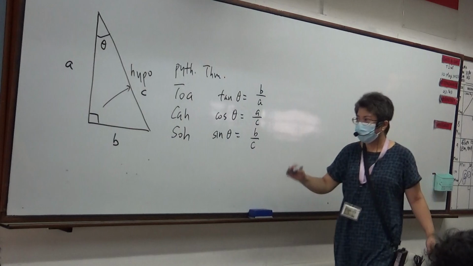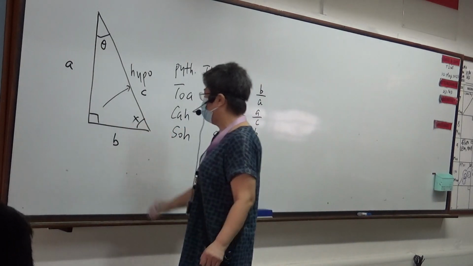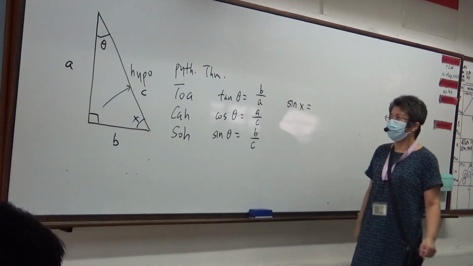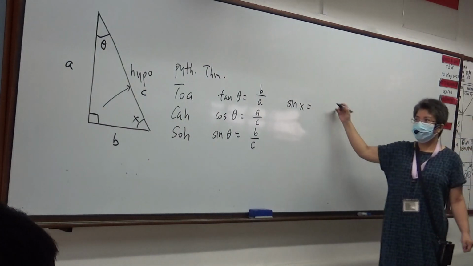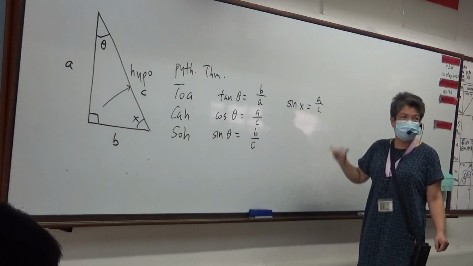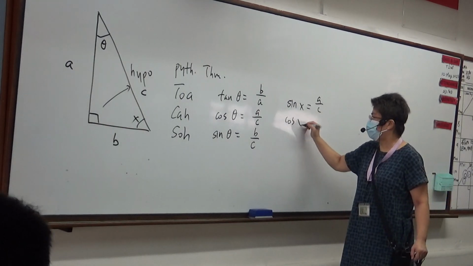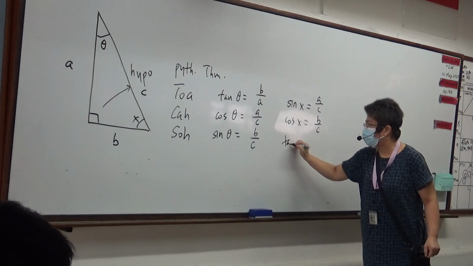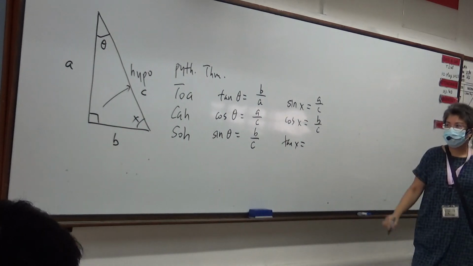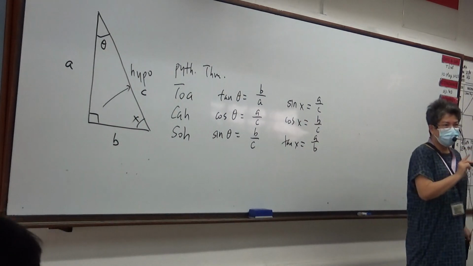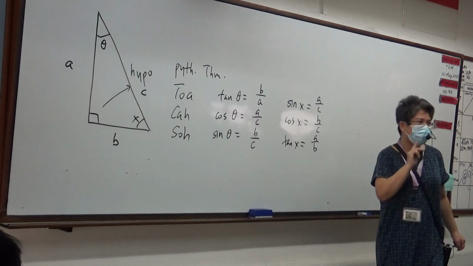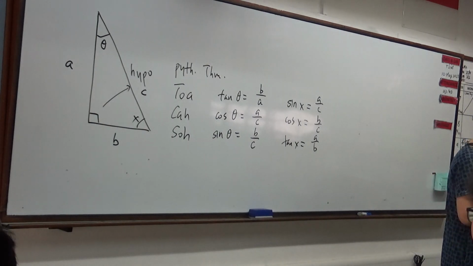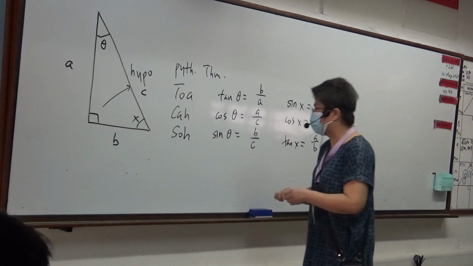Now, if I don't call this theta, I call this one x, then I will have a different story. What is sine x? A over C, is that right? What about cosine x? B over C. What about tangent x? A over B. So, sine, cosine, tangent is with respect to the angle that I'm referring to. Do you understand?